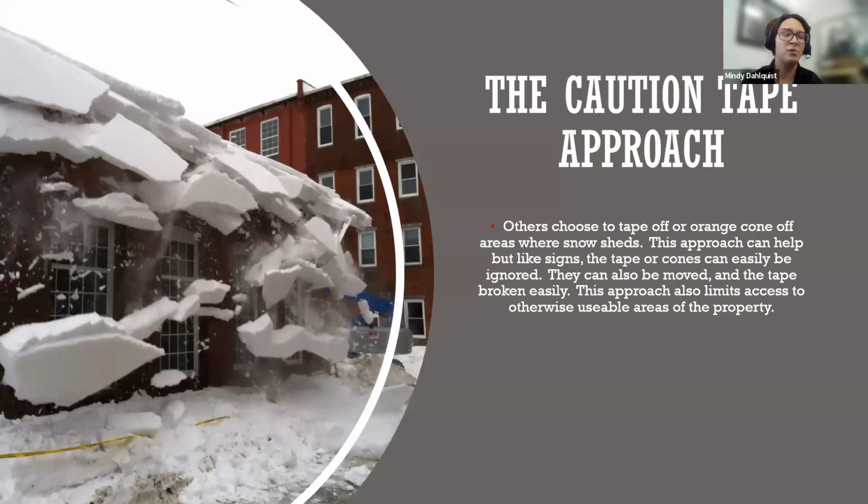The caution tape approach is something that in this photo shows very well that tape can be very easily covered by the snow. It also can be ignored, ripped, moved, and it definitely limits access to otherwise usable areas of the property. So if you have a sidewalk there, do you really want to rope off a sidewalk if you are able to stop the problem in the long run?